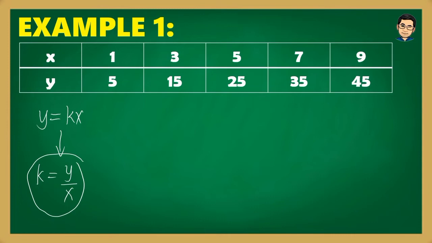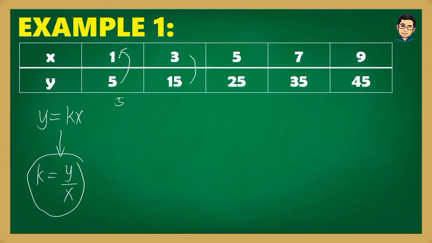So, kung i-check natin, so sa una muna, i-divide lang natin yung mga y values sa mga x values. Make sure makukuha natin yung constant value, yung constant of variation. So, dito tayo sa 1, 5. So, yung 5 divided by 1, that is 5.